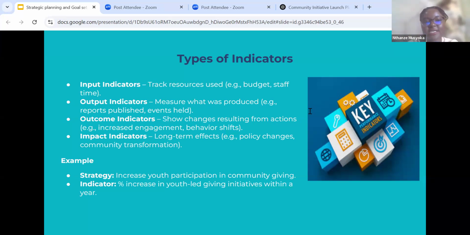Then output indicators, these are things that you will produce when you do the execution. This can be photos, the number of events you held, or the reports you have published. So you can say number of reports published, or probably you'll do a social media activation. These are output indicators. How many posts did you put out?